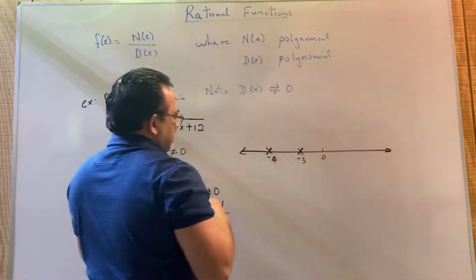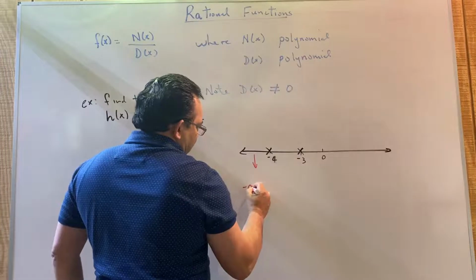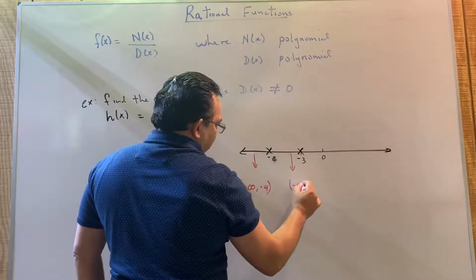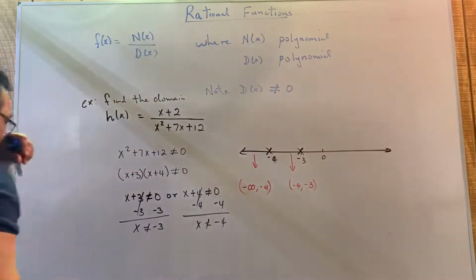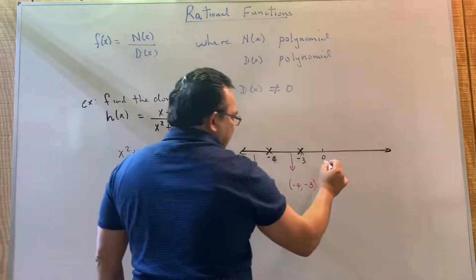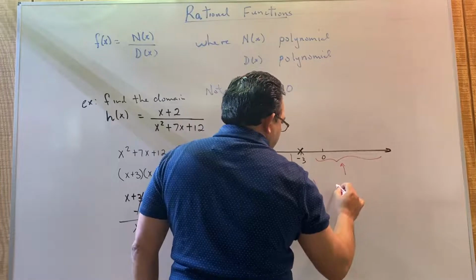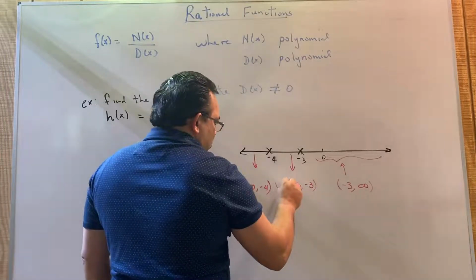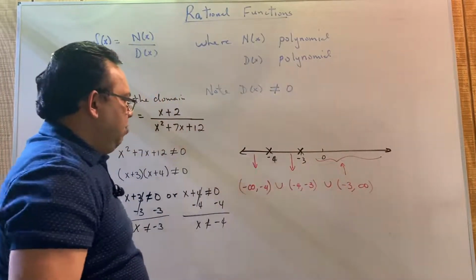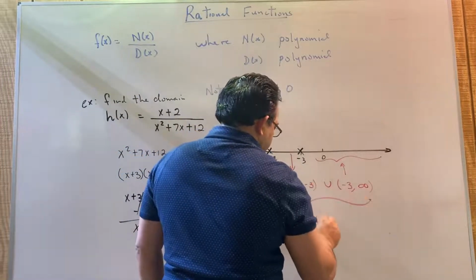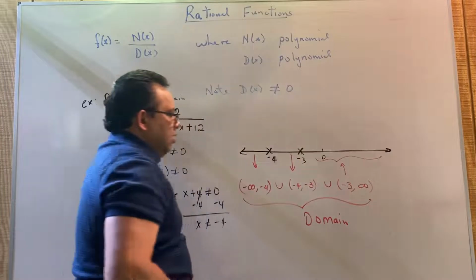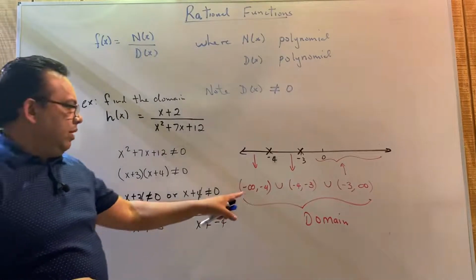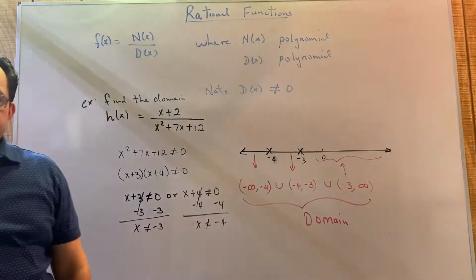So what's left? Well, on this portion here, I have from negative infinity going all the way up to negative 4. On this region here, I have from negative 4 to negative 3. And then in this region here, I have from negative 3 going all the way up to infinity. And now they are pieces, so I union them, will bring them together. And that will be the domain. This here is the domain. So it all depends on what your denominator is, how many values you get. You will extract those values and write what's left, and what's left is called the domain of the function. Okay?